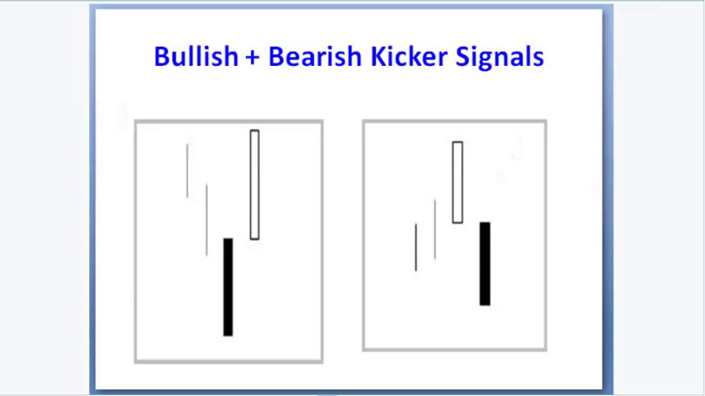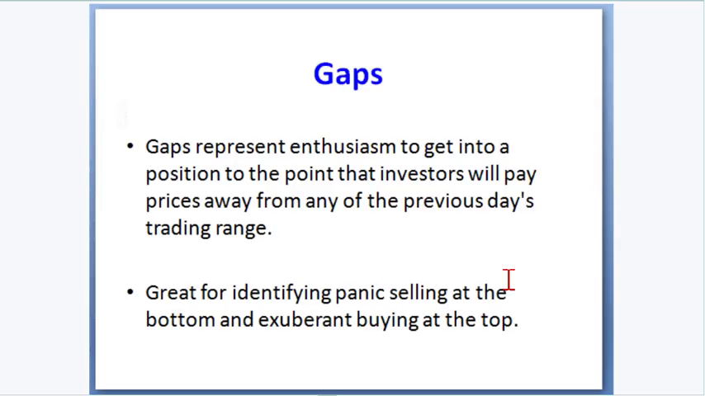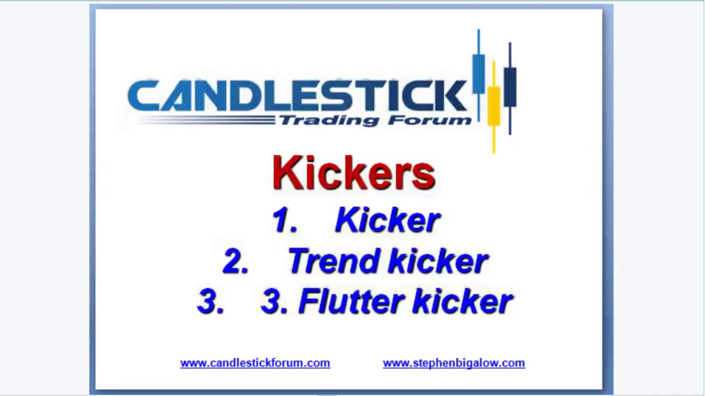Now, this has that element of the gaps already built into the signal, which pretty much identifies where there's a major change of force going from one direction to the other. So when we study the kicker signal, there's three basic kicker signals that are all kind of derivatives of the kicker signal. The kicker signal itself, the trend kicker, and then the flutter kicker signal.